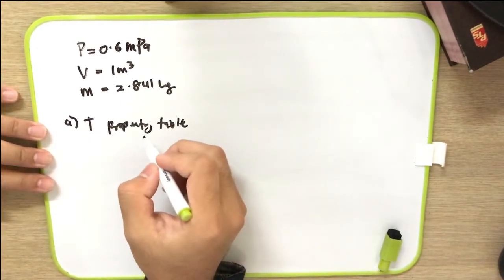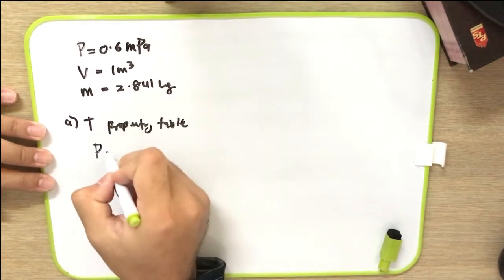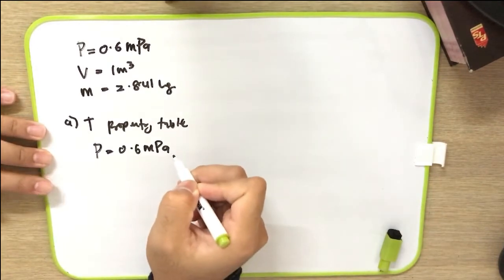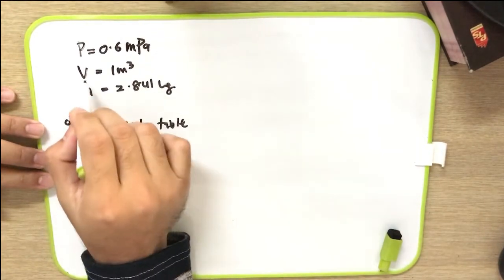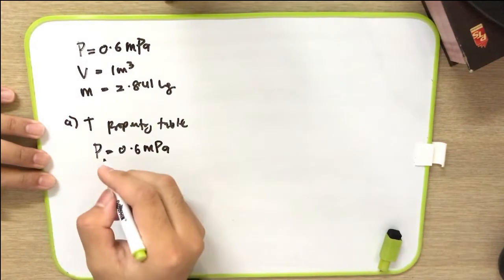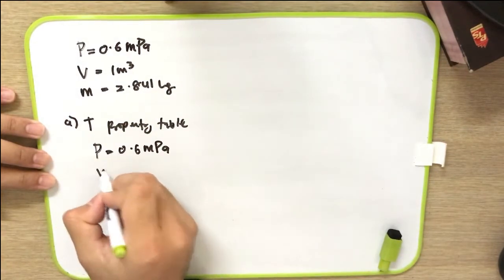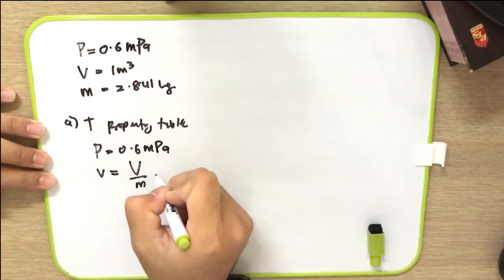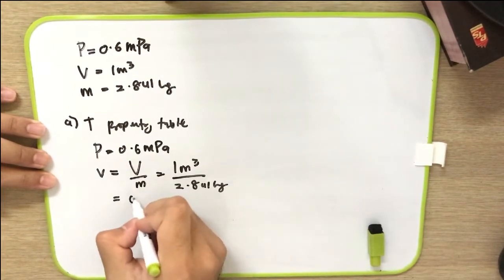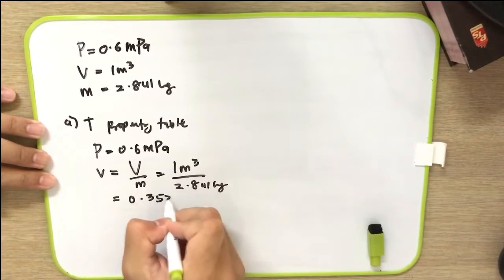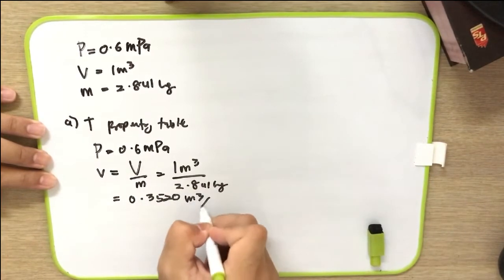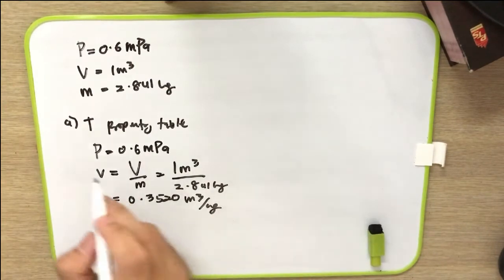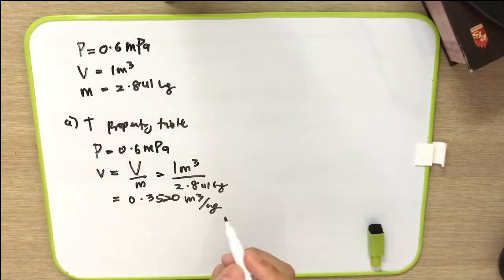Because we want to find from the property table, we have to use the pressure, which is 0.6 megapascal, and we need another info. From here you are given V and also M, so we can find the specific volume. The specific volume we can find from V over M. So then we will get 0.3520 meter cube per kg. So from here we have already two info, which is P and also V.